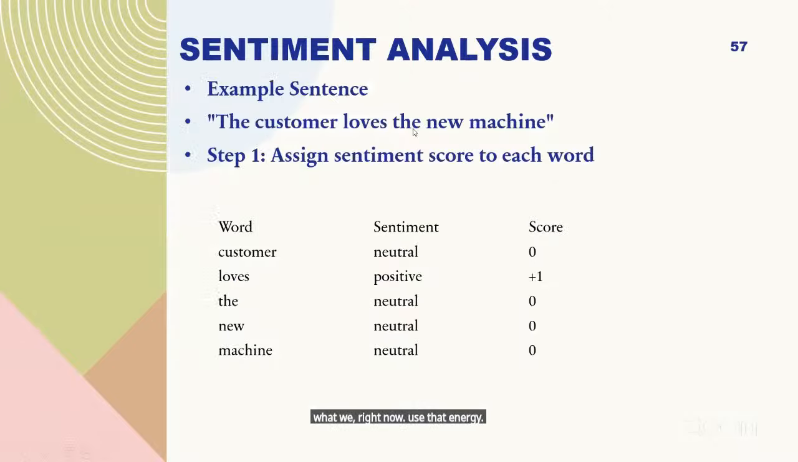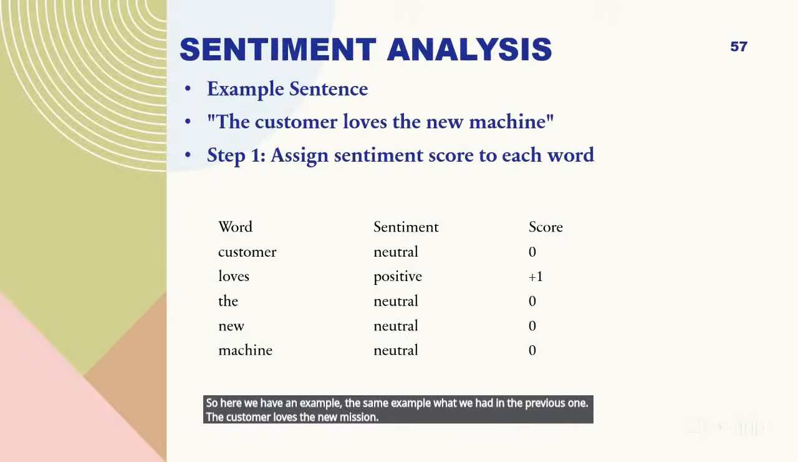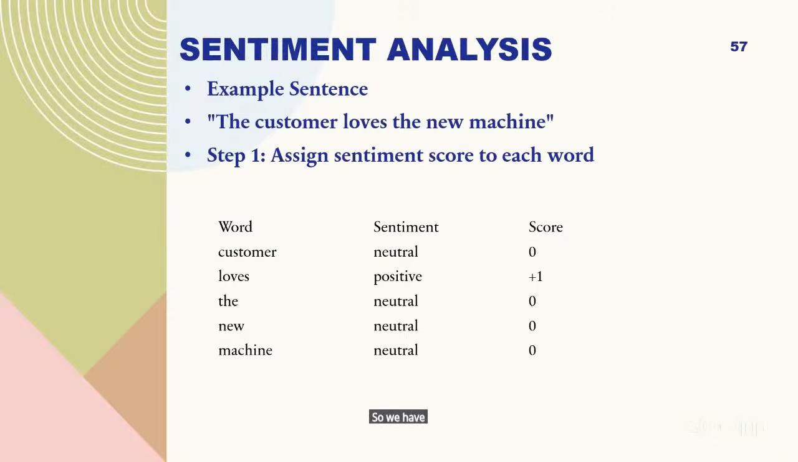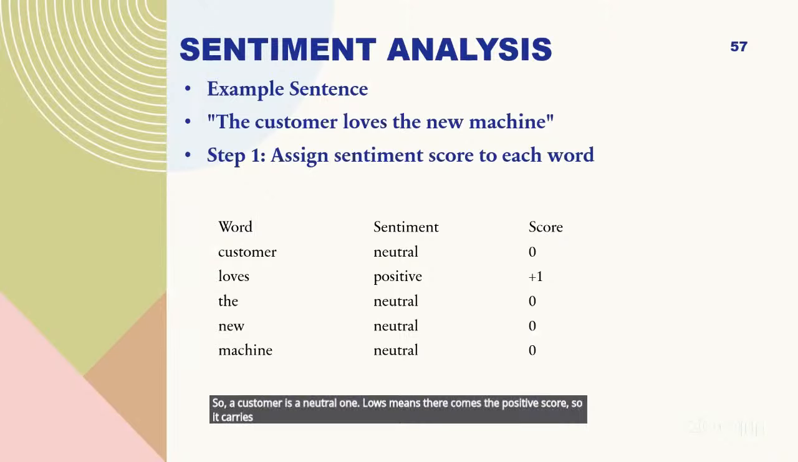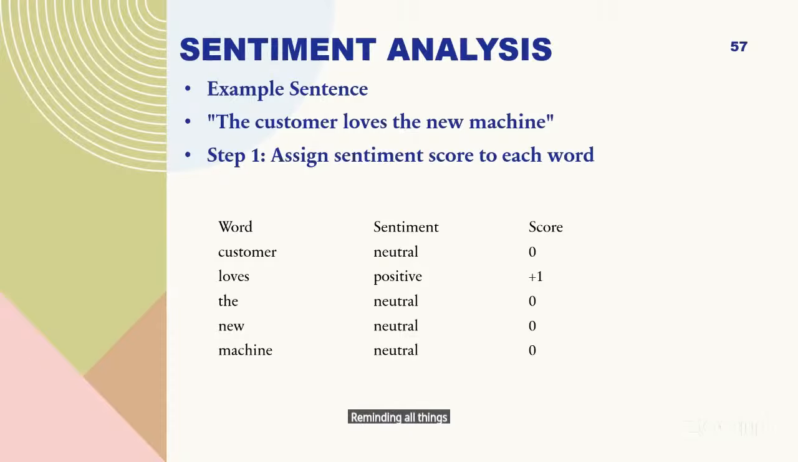So here we have an example, the same example we had in the previous one. The customer loves the new machine. We have the sentiment score for each word. Customer is a neutral one. Loves means there comes the positive score, so it carries 1 mark. Remaining all things are neutral. So you can find out which is going to have a score and which is going to be neutral.